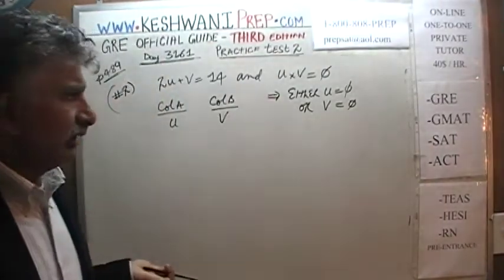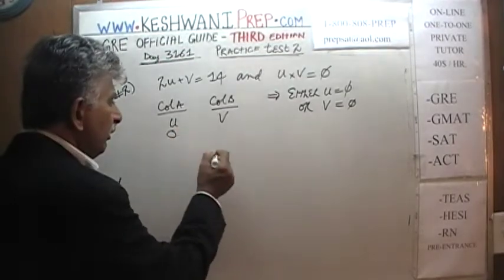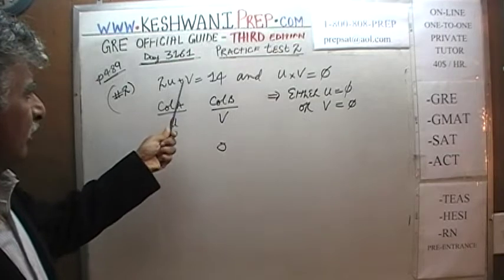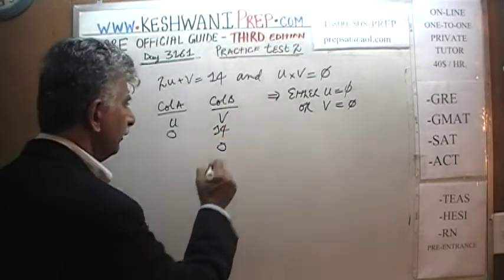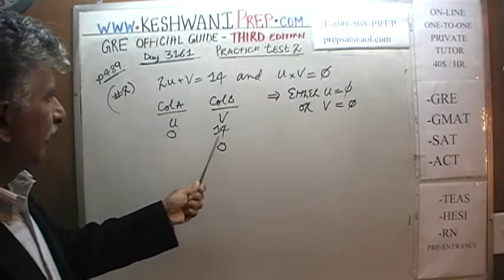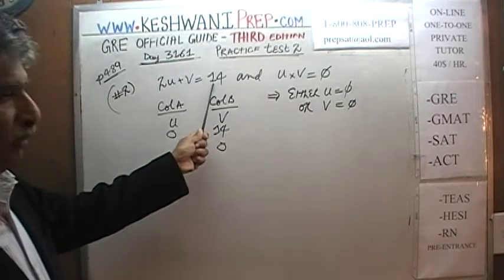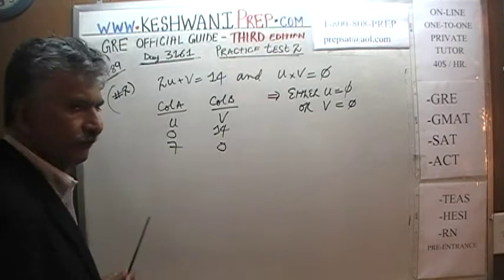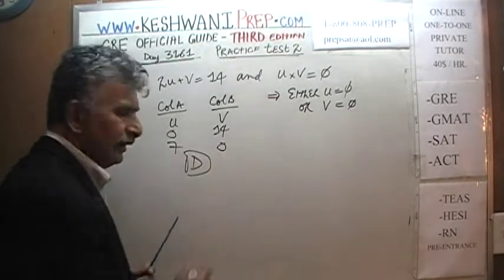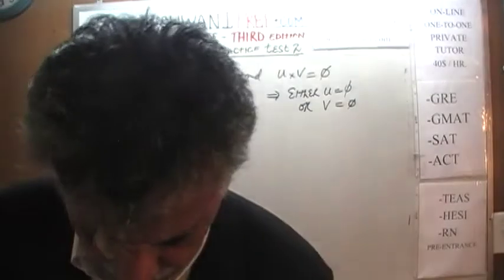How can you tell which one it is? Maybe U is equal to zero, or maybe V is equal to zero. If U is equal to zero, if you put it in here, V would be 14. And on the other hand, if V is equal to zero, if you put zero here, 2 times U equals 14, in this case, U would be 7. You don't know what's going on. We can't really tell which one is zero. The answer is D.